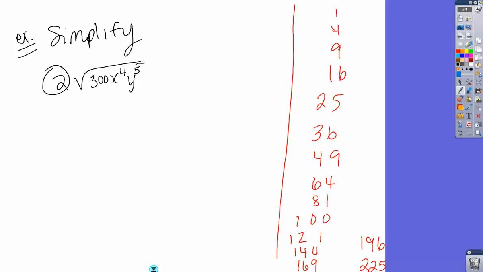All right, so this 2 on the outside of my problem just means whatever I'm taking out, I'm going to end up multiplying by 2. So I'm going to pretend it's not there for right now. And I'm going to simplify 300 x to the 4th y to the 5th. So 300, the biggest perfect square that goes into 300.